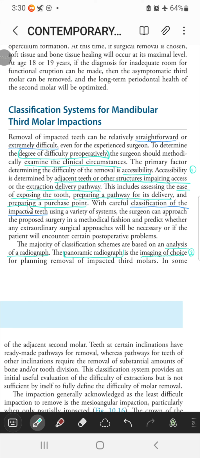With careful classification of the impacted teeth using a variety of systems, the surgeon can approach the proposed surgery in a methodical fashion and predict whether any extraordinary surgical approaches will be necessary or if the patient will encounter certain post-operative problems. The majority of the classification schemes are based on the analysis of a radiograph. The panoramic radiograph is the imaging of choice for planning removal of the impacted third molars.